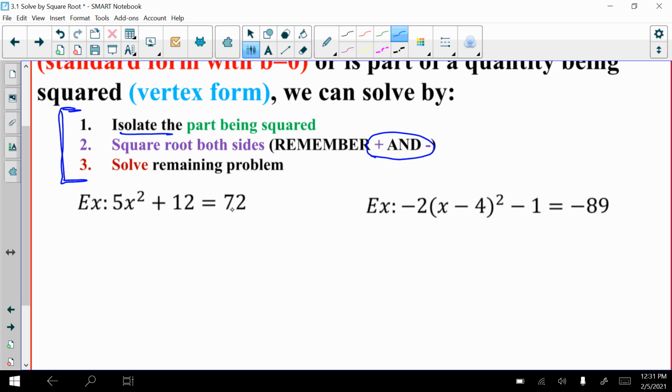5x squared plus 12 equals 72. Remember, part 1. First thing I want to do is isolate what's being squared. So I'm going to look at this equation. X squared is the thing that's being squared. 5 is not included in that. It's just x squared. So I want to get that by itself.